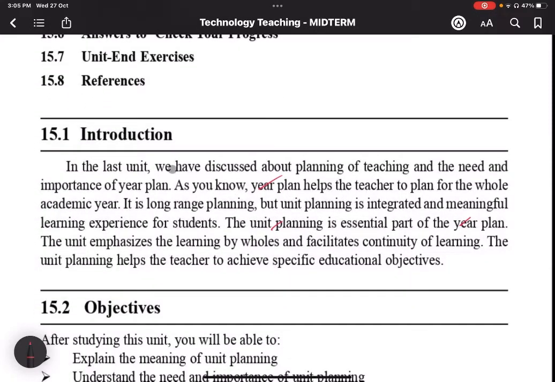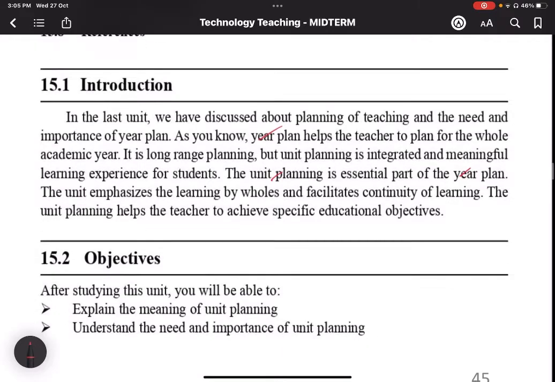So, in the last unit, we have discussed about planning of teaching and the need and the importance of year plan. No? As you know, year plan helps the teacher to plan for the whole academic year. So, sabi natin yung part 1, di ba? A unit plan is a year plan. So, it is a long-range planning. No? So, the unit plan is essential part of the year plan. It emphasizes learning by wholes and facilitates continuity of learning.